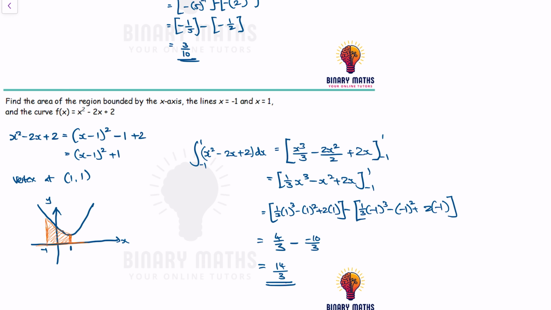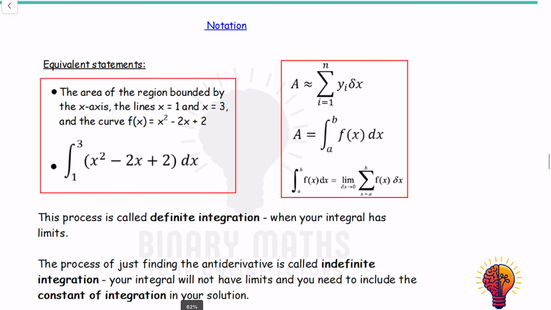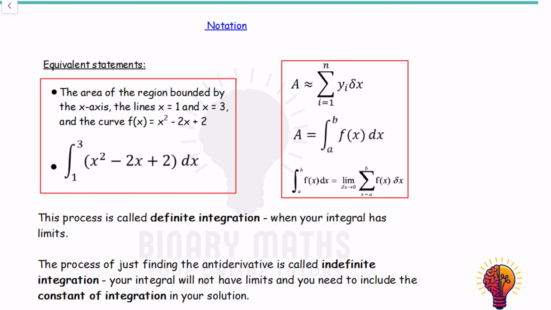That's it. Okay, so just to summarize notation-wise, because there's a lot of notation involved here, the area of the region bounded by the x-axis, the lines x equals 1 and x equals 3, and the curve f of x is equal to x squared minus 2x plus 2 is the same thing as writing this out. You can always sketch it to make sure. So the integral means the sum of all these rectangles. That elongated s means sum of. When we're doing integration, we're thinking of these little rectangles and adding up the sum of all these areas of the rectangles. So that's why we use this sign, which is the integral of.